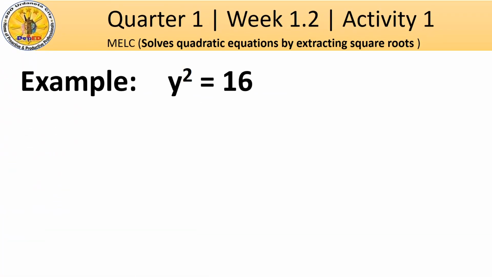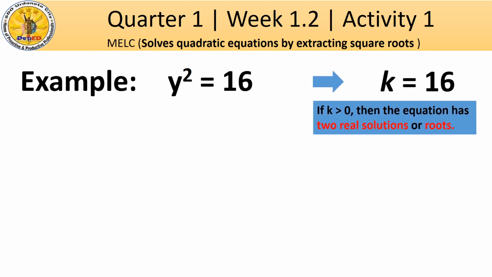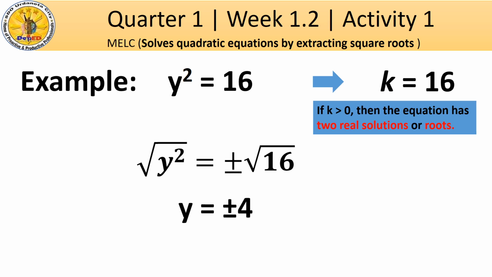Example 2. y squared is equal to 16. The value of constant k in this equation is 16, which is still greater than 0. So again, there are two values of y waiting for us. So let's take the square root of y squared and 16. The answer is y equal to positive negative 4. Or we can say y is equal to positive 4 or y is equal to negative 4.